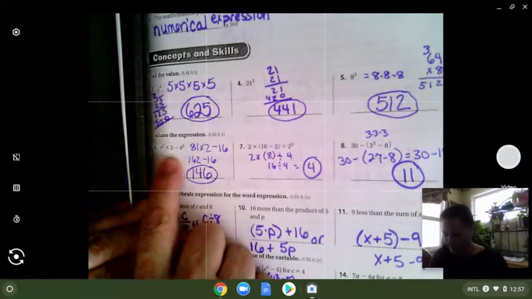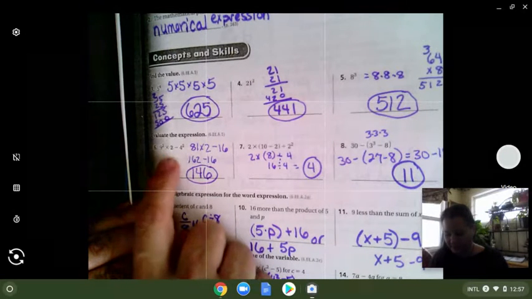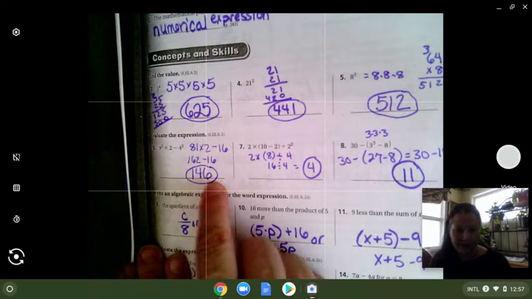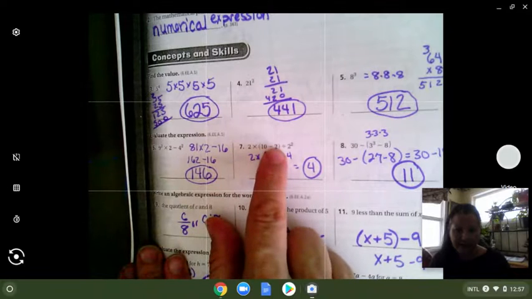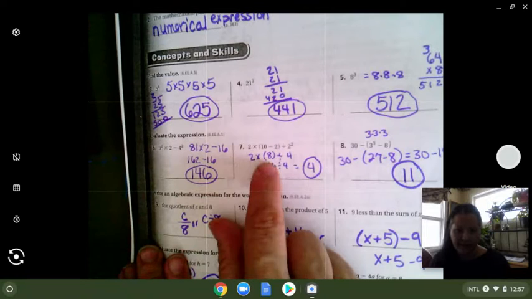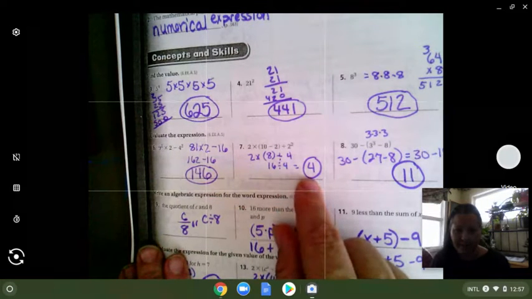6, you have to use the order of operations here, doing the exponents first, then the multiplying, then the subtracting. 146 should be your answer. Here we're going to do the parentheses first, and next the exponents. Then we multiply and divide from left to right, and your answer will be 4.